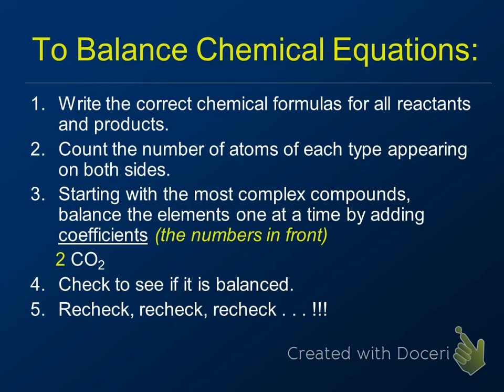Secondly, you're going to count the number of atoms of each type appearing on both sides. So you'll count all of the individual elements represented on both sides of the equation, the reactant side and the product side.